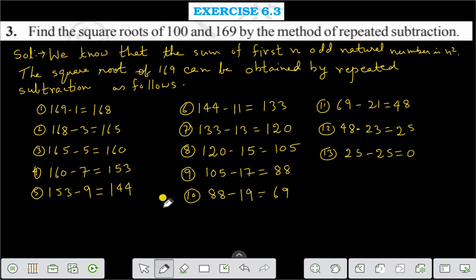In the 13th step we got 0. We can say that the square root of 169 is equal to 13. We got 0 at the 13th step: first, second, third, fourth, fifth, 6th, 7th, 8th, 9th, 10th, 11th, 12th, 13th. In the 13th step, we are getting 0, right? Because we know that the sum of the first n odd natural numbers is n square. The square root of 169 can be obtained by repeated subtraction as follows. Therefore, the square root of 169 is equal to 13.